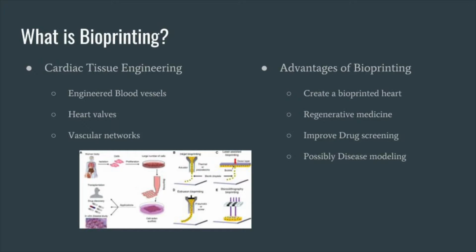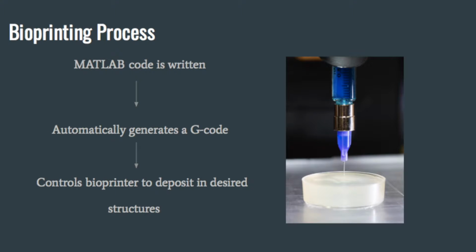Bioprinting in the sense of cardiac tissue engineering involves engineered blood vessels, heart valves, and also vascular networks. So to go even further in this printing process, biomedical engineers have to first successfully master and create a MATLAB code and digitally send this code to a computer that is linked to a 3D printer. The code then automatically generates what these engineers call a G code. The printer in turn receives the code controlling the printing nozzle, depositing the material into a desired structure and location.